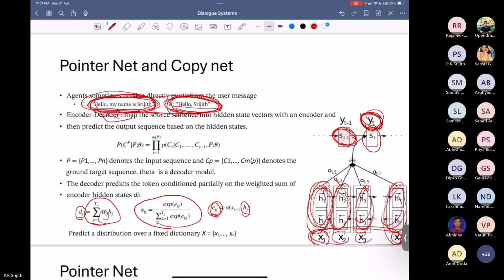So this issue of the standard encoder decoder framework trying to model a full probability distribution over all words in the vocabulary is addressed by the pointer net. And the idea of the pointer net is very simple and straightforward.